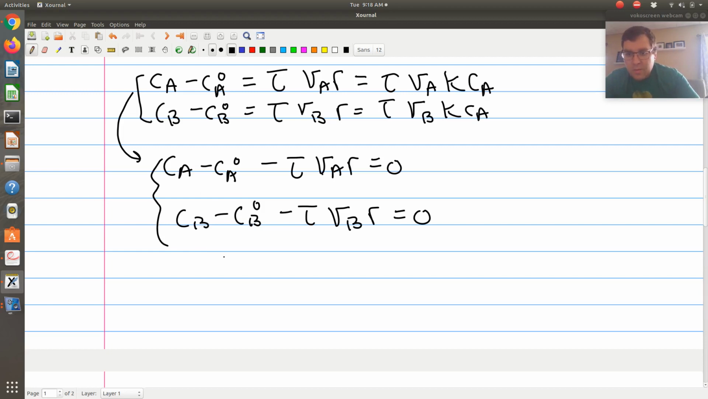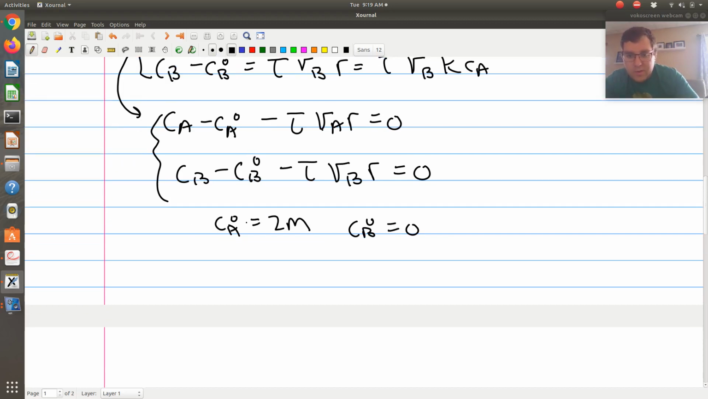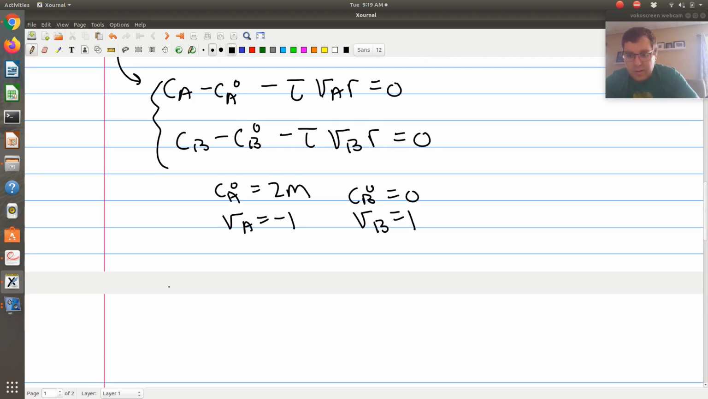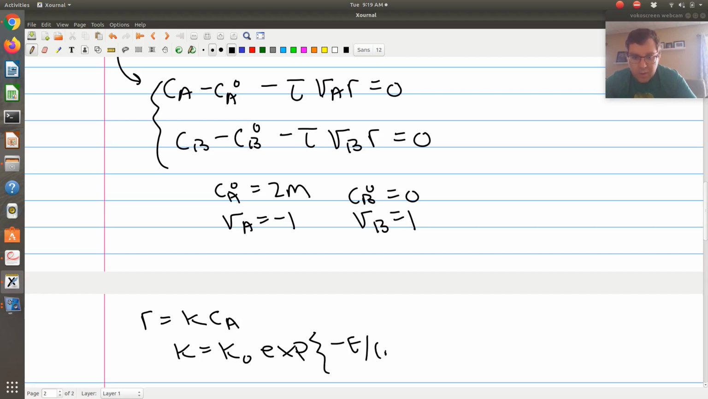Where we know CA naught from the problem statement, I believe was 2 molar, 2 moles per liter. Initially, we don't have any B. We said the stoichiometric coefficient of A is equal to -1, and the stoichiometric coefficient of B is equal to 1. Then as far as R is concerned, sorry, I'm going to have to run on this next piece of paper, but I'll try here. R was equal to K CA, where K was equal to K naught times the exponential of -E over RT, where E is my activation energy, which is constant.